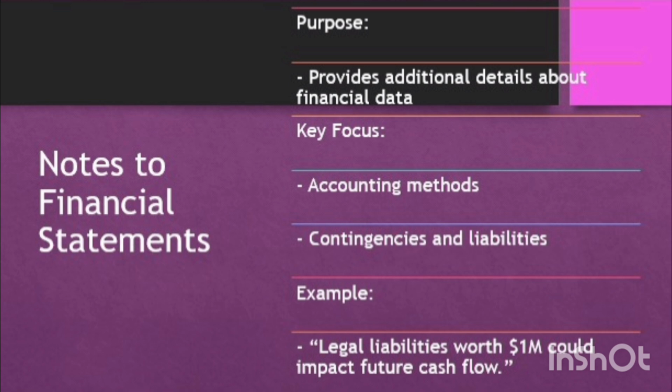The other one is contingencies and liabilities. Look for any potential liabilities or legal contingencies that could affect the company's future financial health. For example, if the notes mention an ongoing lawsuit worth 50 lakh, you should be aware that this might affect the company's future cash flow if it loses the case.